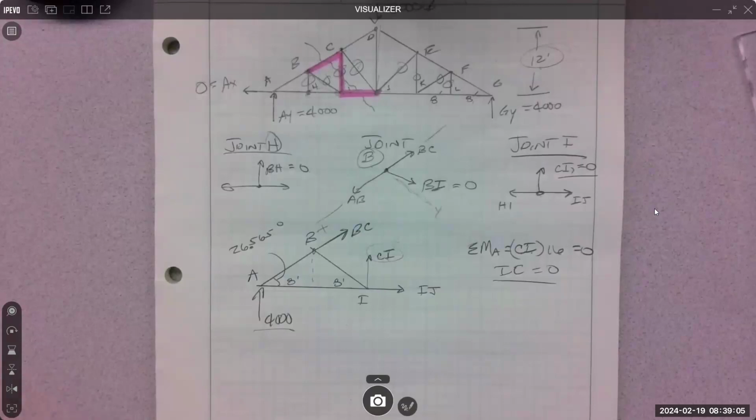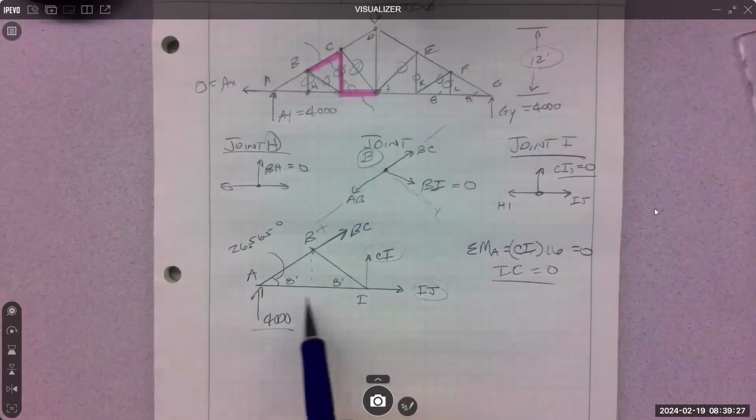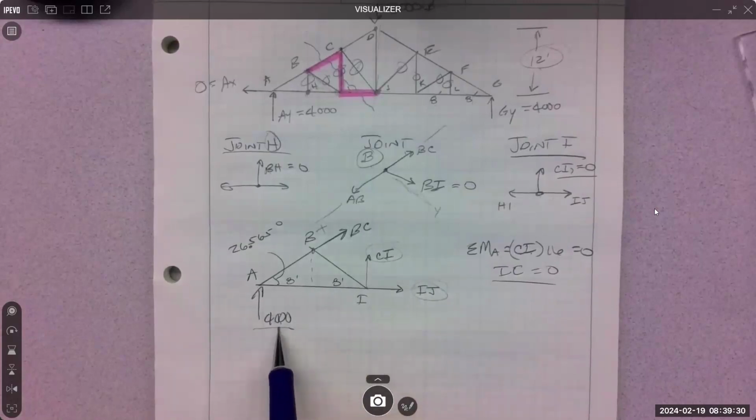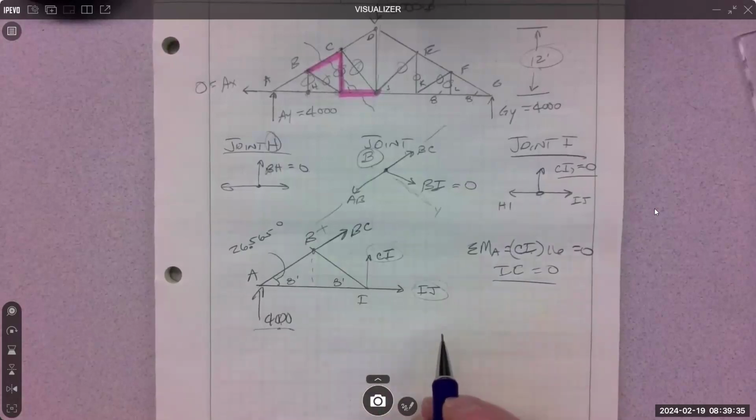Now what? How can we get IJ or BC? I like moments. I kind of do a lot of them. BC, what I did is I found the BCY, which is going to be the same as the force applied there. And then I did 4,000 divided by sine theta, and now you get BC there.